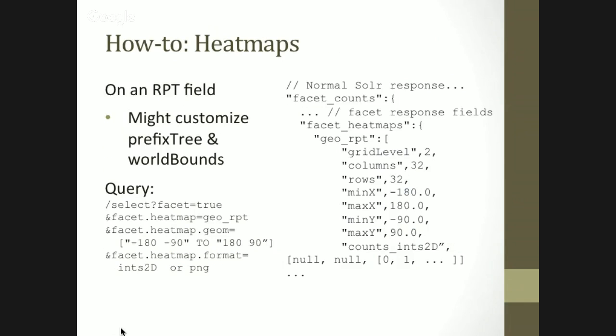So there's some tweaking you can do on the RPT field. If you know that you're going to do heat maps, you might not want the grid that's chosen to be what it will choose by default. Question? Could you give an example of how you might use this in a search situation? Or is the heat map just for display, for looking at it? Or is it a mode of discovering stuff?